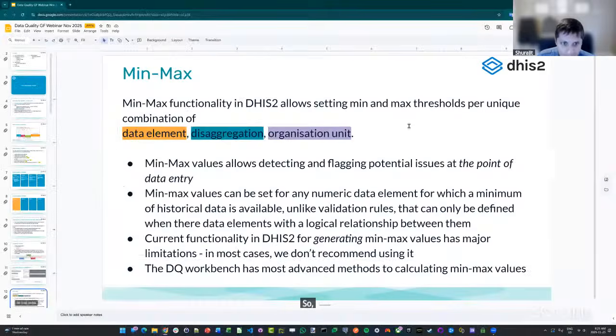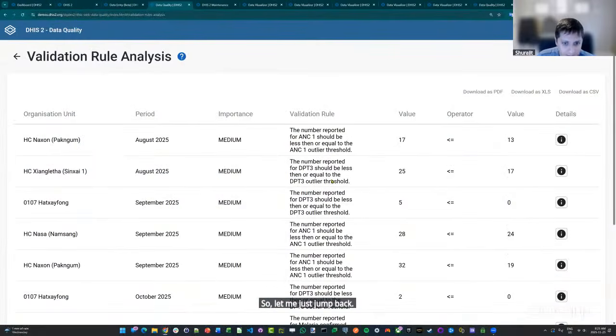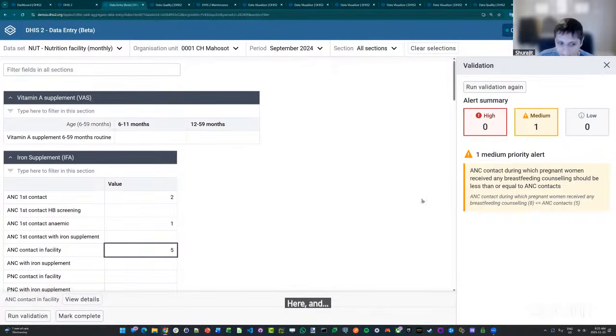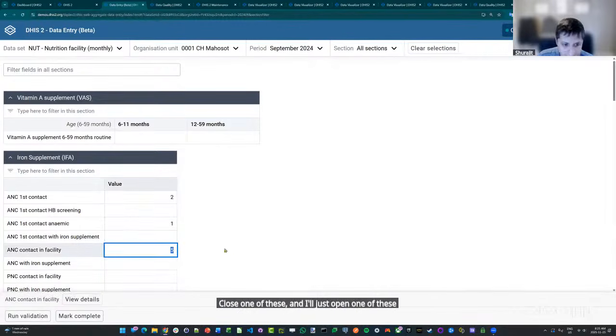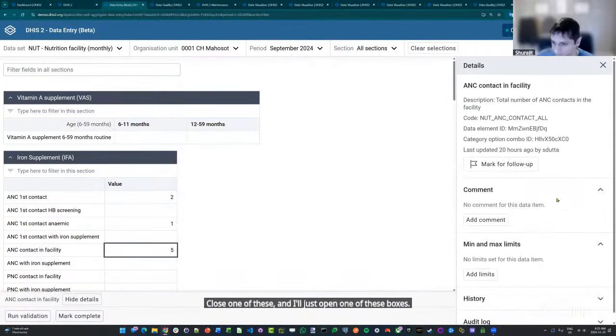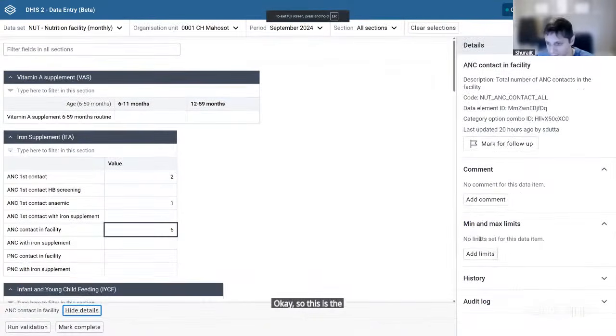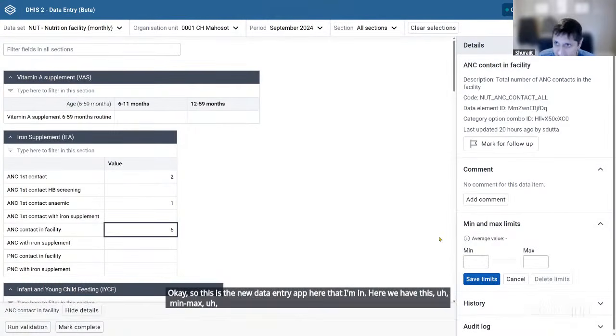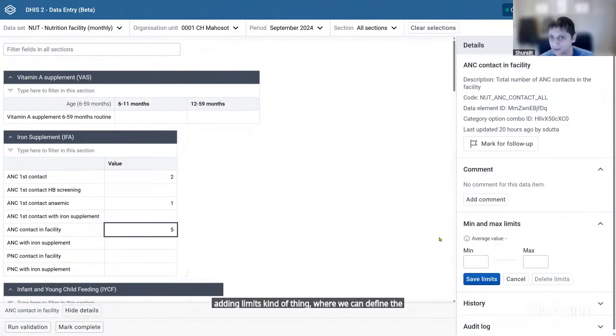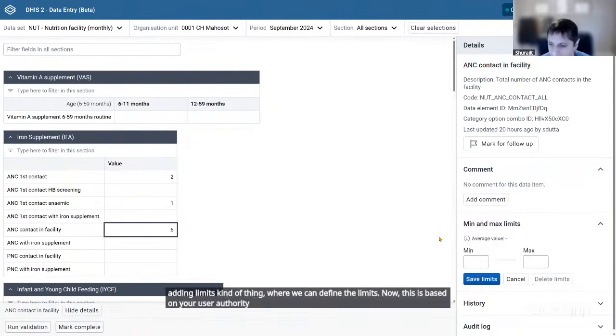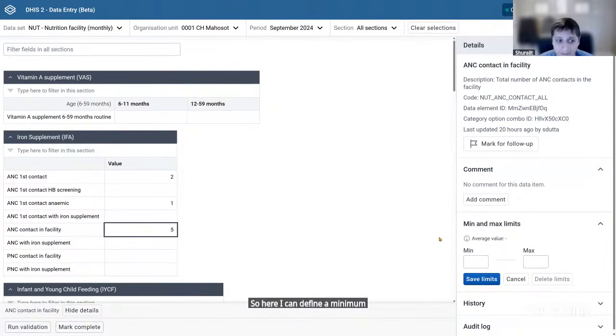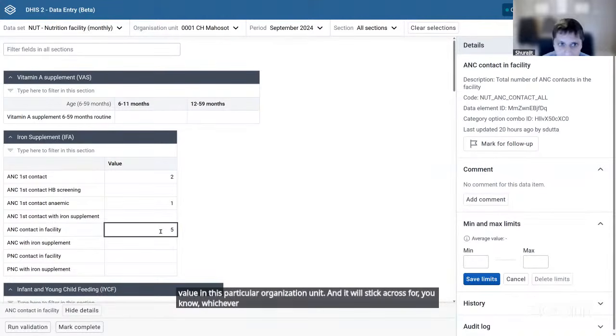So let me just jump back here and close one of these, and I'll just open one of these boxes. Okay, so this is the new data entry app here that I'm in. Here we have this min-max adding limits kind of thing where we can define the limits. Now, this is based on your user authority, of course. So here I can define a minimum and a maximum value for this particular value in this particular organization unit, and it will stick across for whichever periods I have, etc.